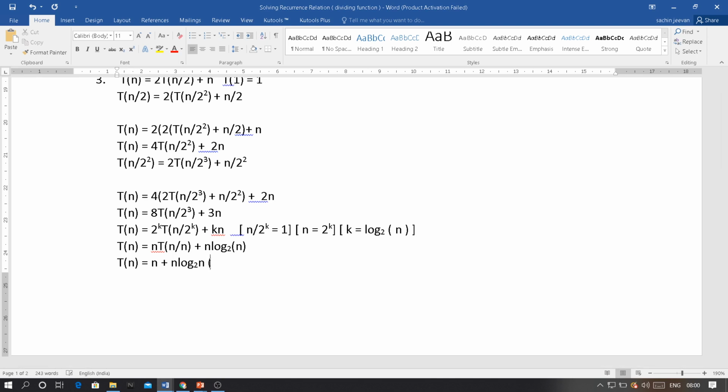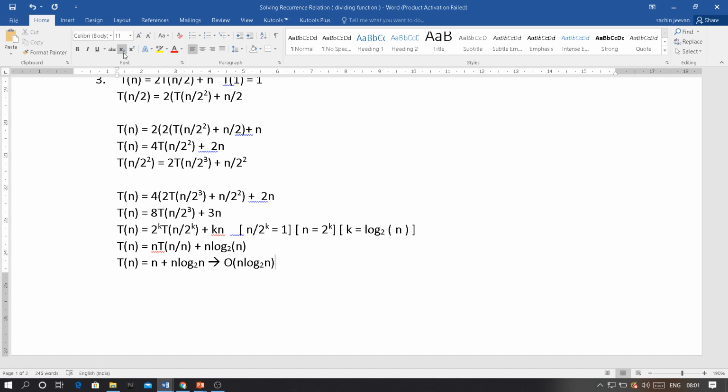Which can generally be taken as order of n log base 2 of n. So this is what is called n log n. So n log n solution.